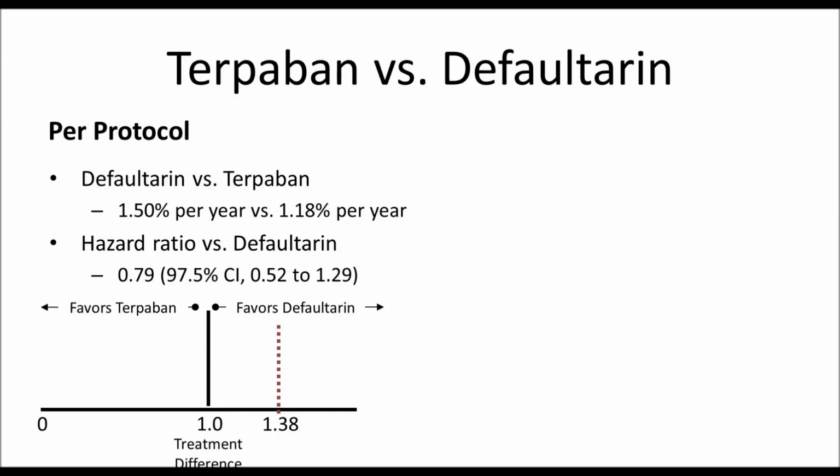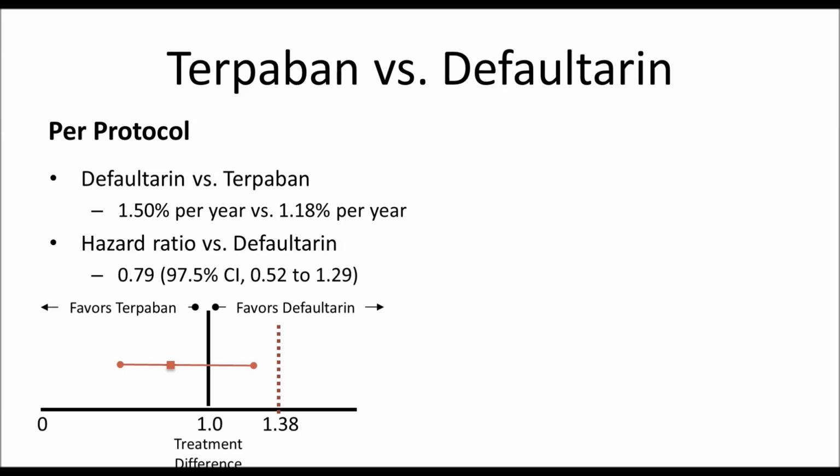Results show that in the per protocol population, defaltrin has a 1.5% per year rate of stroke or thrombosis, while terpiban shows a 1.18% per year rate. The hazard ratio was 0.79 with a confidence interval of 0.52 to 1.29. In the graph below, the non-inferiority margin is noted in red at 1.38. A hazard ratio to the left of 1 favors terpiban, while defaltrin is favored if the hazard ratio is to the right of 1. However, when reviewing the results, it is important to note the confidence interval and where it lies in relation to the non-inferiority margin, or delta.